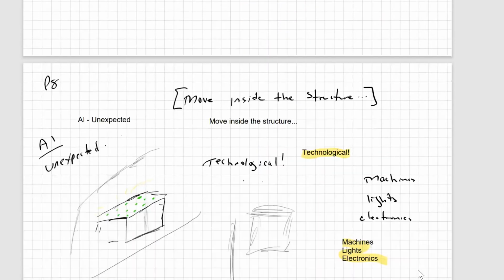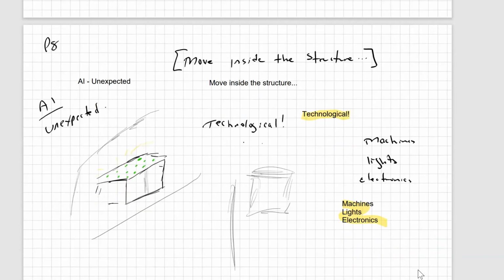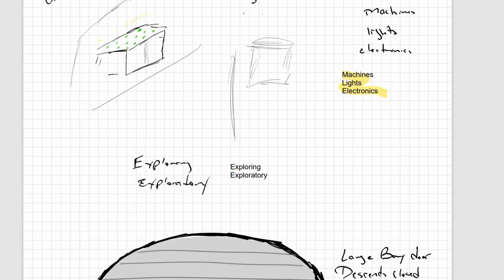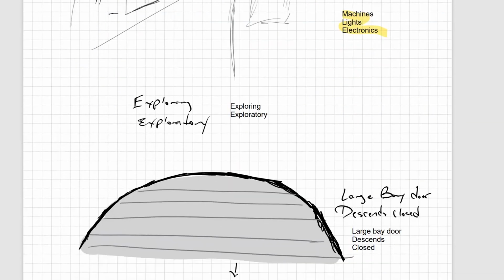Moving inside the structure, he was surprised. There was something technological inside. There were machines and lights and electronics as he was exploring. There was a large bay door that descended downward and was closed.